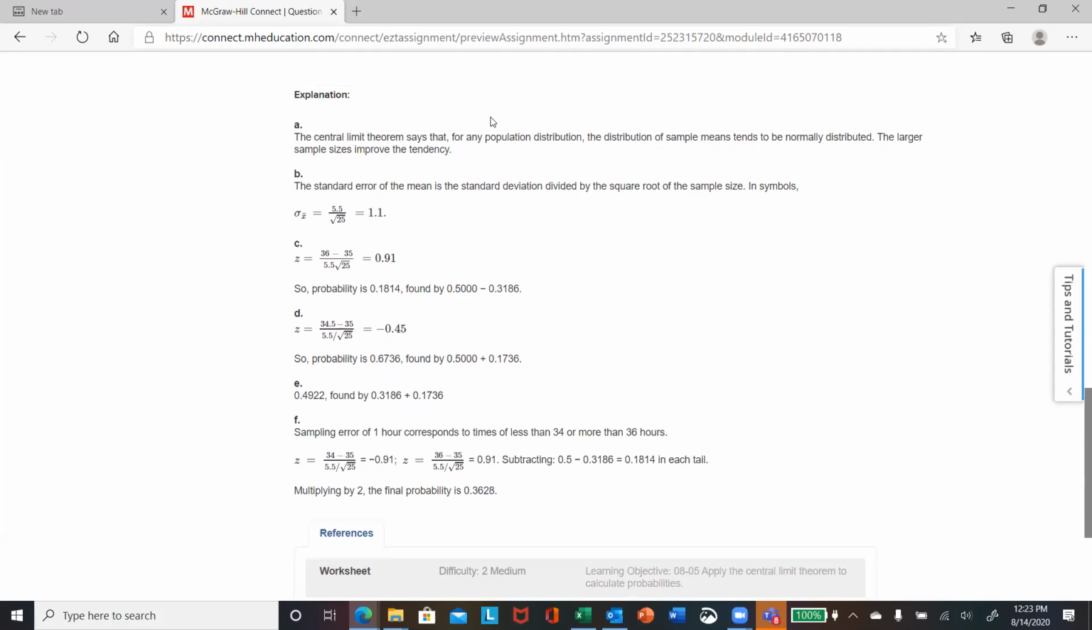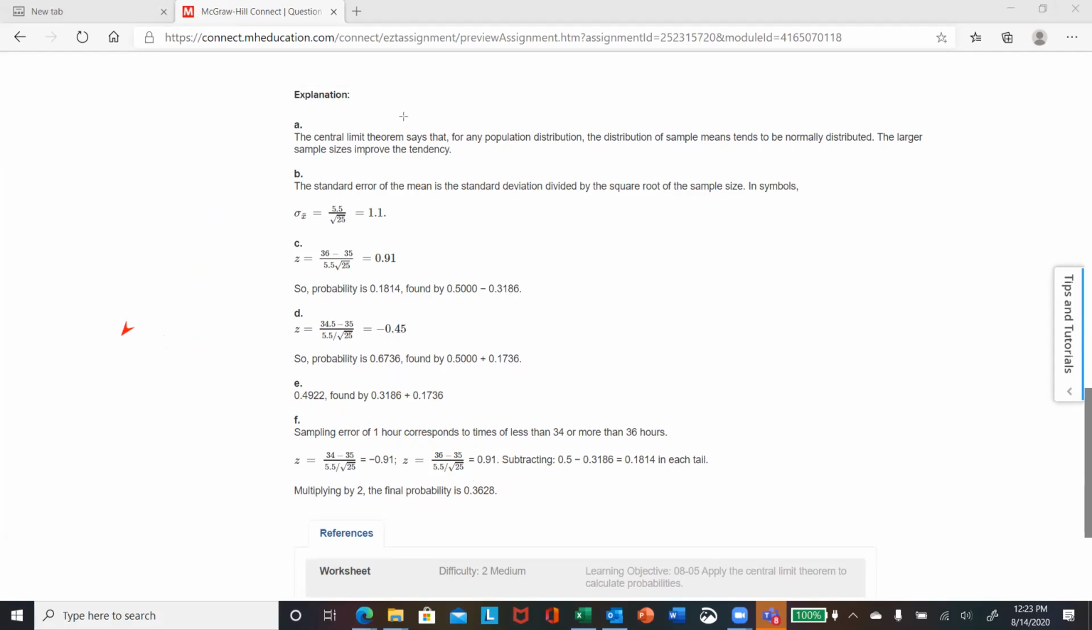You can see the calculations down below from letters A down to letter F. You can see how they're calculating the two z values on letter F. And then, of course, you can look those areas up. You have to find the tails on each of those and then double it to get 0.3628.